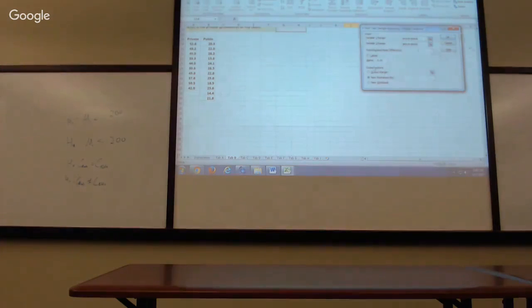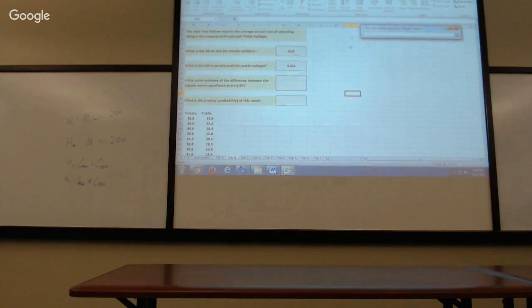So they did not specify a hypothesized mean difference. So our hypothesized mean difference here is going to be 0. We included labels in the first row, and our alpha value is going to be 0.05. Our output range, we'll just pop it right here.